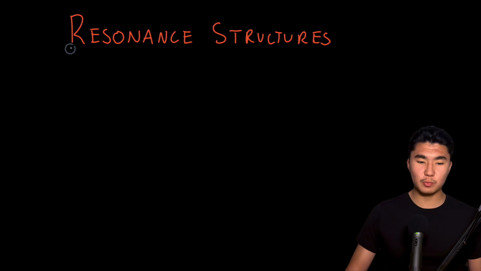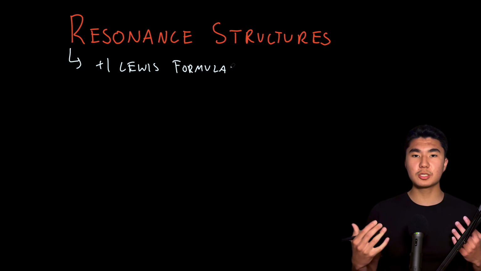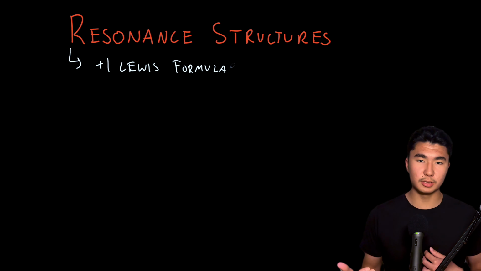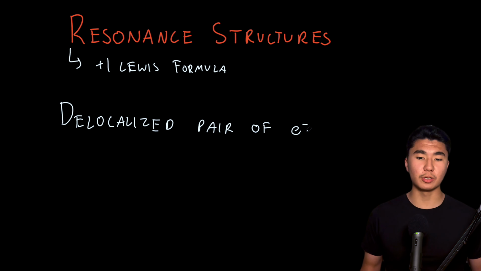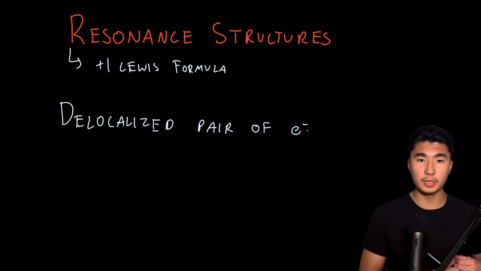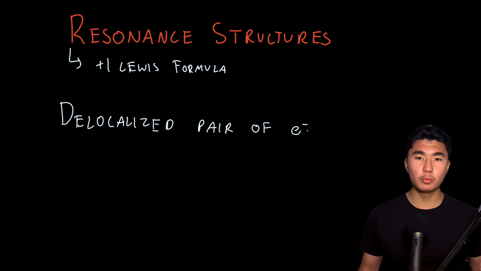So the easiest way to explain resonance structures is that we can have more than one Lewis structure or Lewis formula. Resonance structures really help us illustrate delocalized pairs of electrons. So these are pretty much shared electrons. And with resonance structures, like we said, we're going to have more than one Lewis formula. This really illustrates how electrons can be shared between different structures, how electrons can pretty much move around.